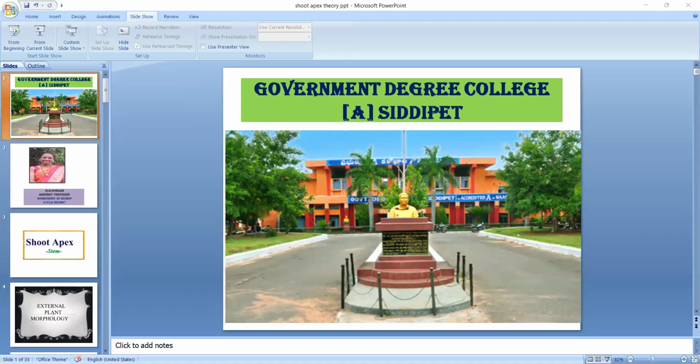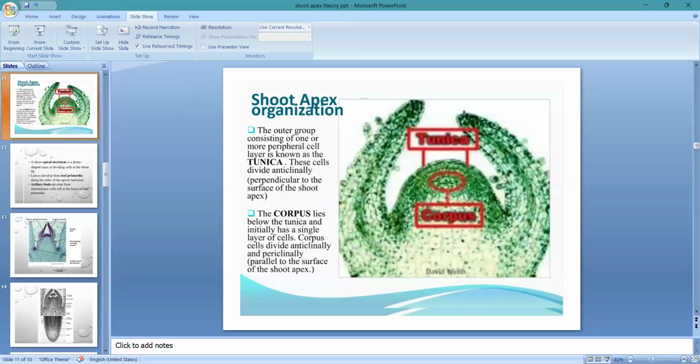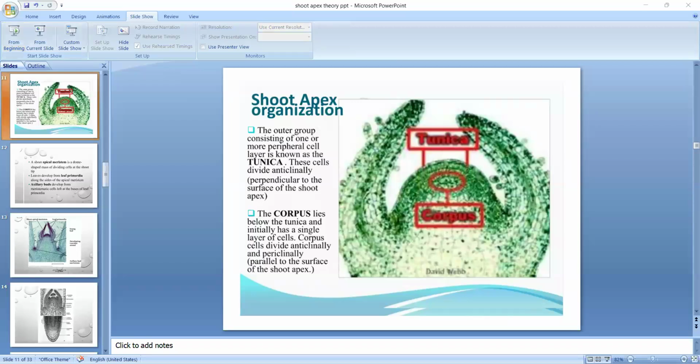Madam, the slides are not visible. Not visible, but the sharing option is coming now. Yes, madam, now visible. Okay, from the beginning onwards. Yes, madam, now okay. What is the current slide? Please tell me.